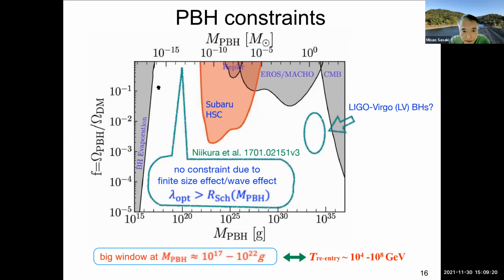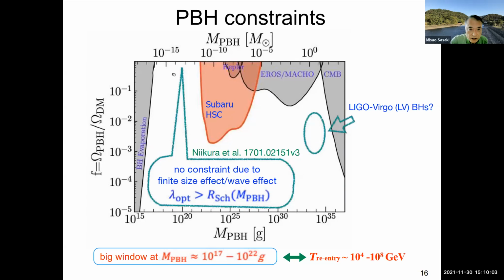Now, interestingly, there's a huge window at a very, very small scale. This is like a protoplanet or planetesimal scale, say 10^20 grams or so. This is because gravitational lensing, of course, uses optical wavelength light, and if the scale of the black hole becomes smaller than this optical wavelength, then you don't see any lensing or anything. So because of this, you have a window.